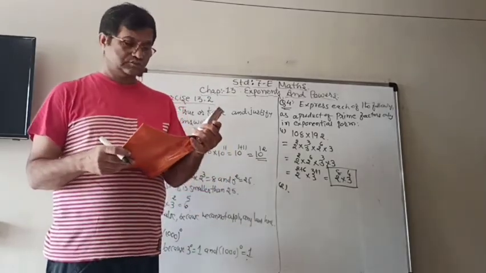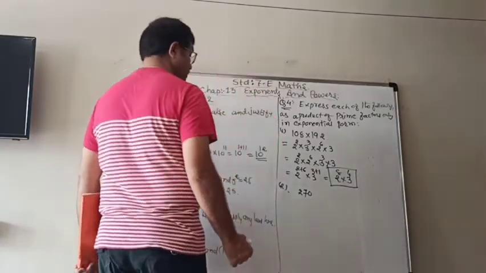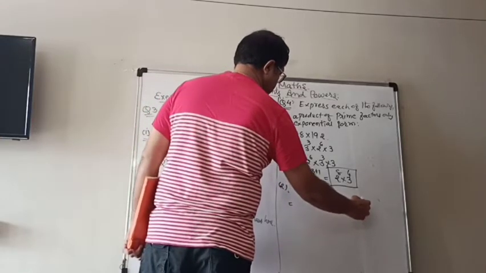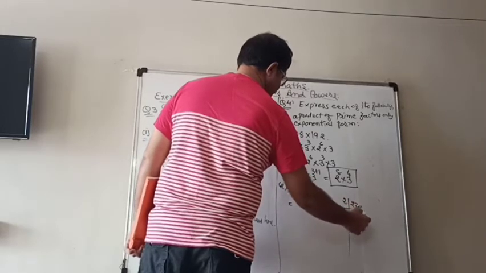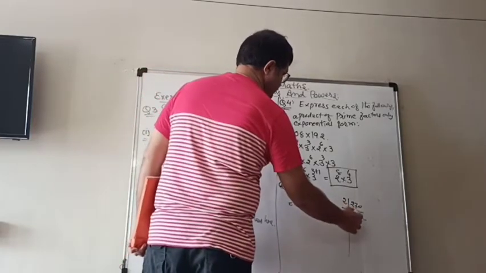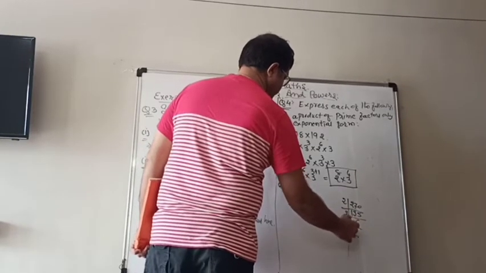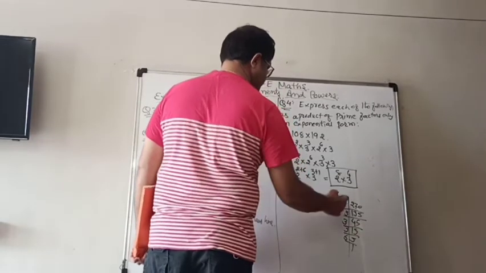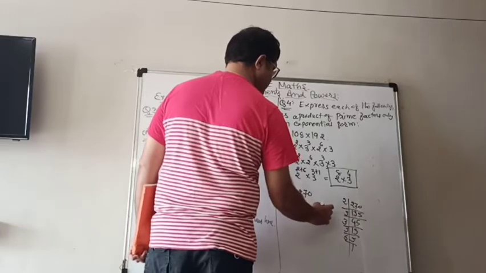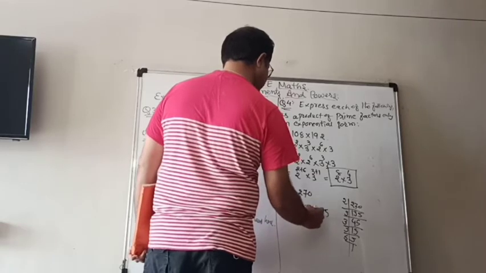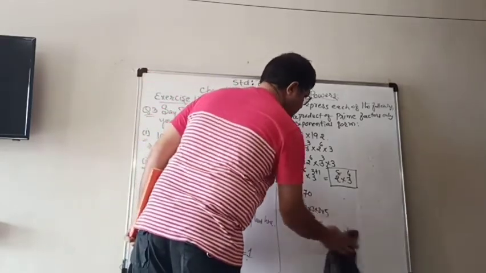Second one, 270. Now 270 also you can write down. 5 twos are 10. It is divisible by 3. 3 fours are 12. 15 threes are 45. 3 fives are 15, 5 ones are 5. So 2 multiplied by 3 multiplied by 3 multiplied by 3 multiplied by 5. So 2 multiplied by 3 cubed multiplied by 5, that is the product.